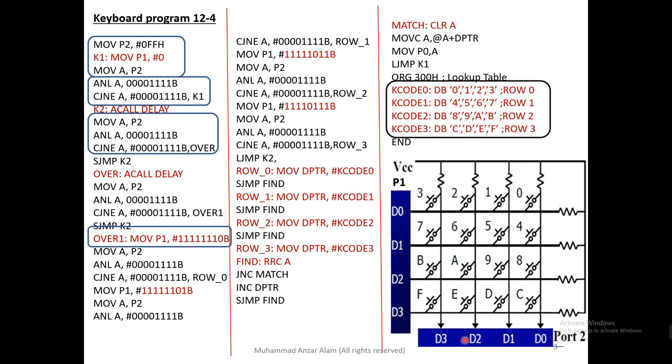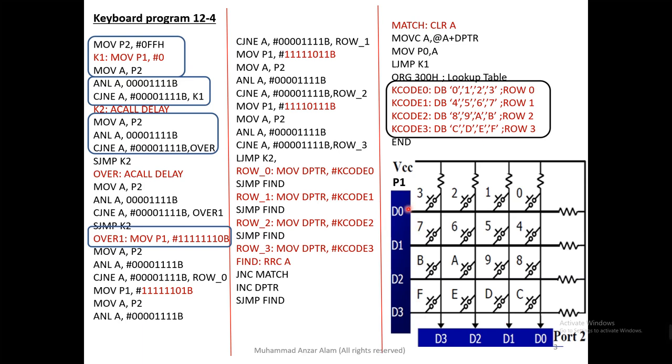The read port is port 2. How can we perform the reading? First, we will make row 0, as we have seen in the last lecture. So this code is making P1 0111. So this first row will become 0.